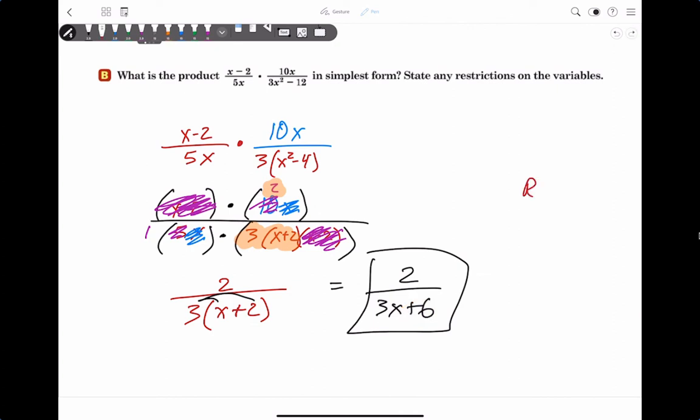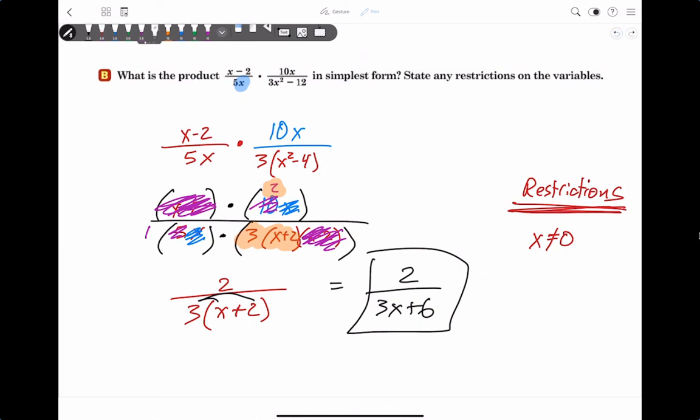So the restrictions, okay? The restrictions are any place where we're going to have a denominator of 0. So if I went through the entire problem, there's x. Okay, so we can list that one immediately: x cannot equal 0, because it would make this piece undefined in the original problem.